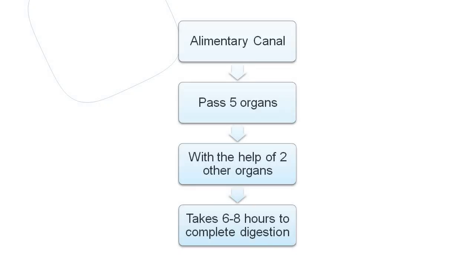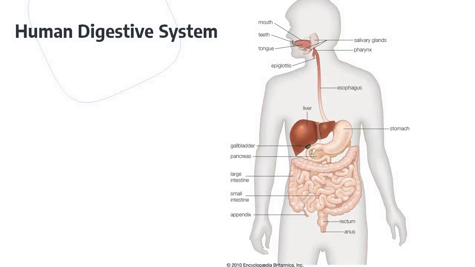Now let's see the digestion in human beings. Once the food enters the alimentary canal, it has to pass through 5 organs, and there are 2 other organs which assist digestion by secreting the digestive juices. So it takes approximately 6 to 8 hours to complete the digestion process. Now let's see the digestion process in a detailed way.